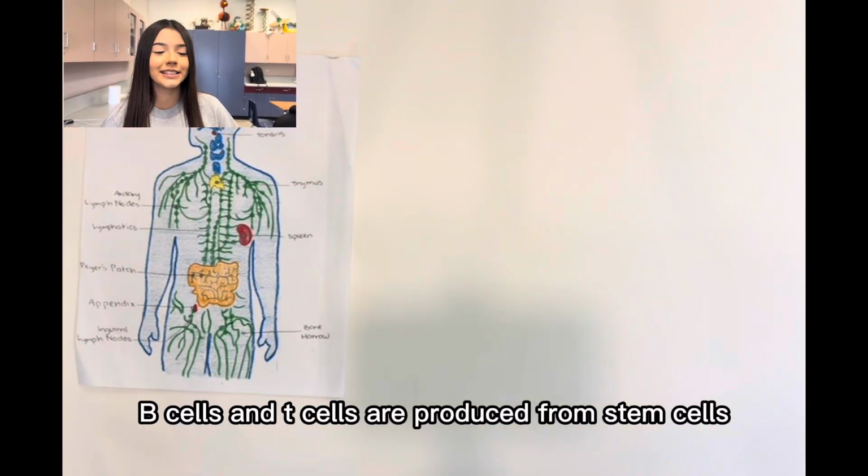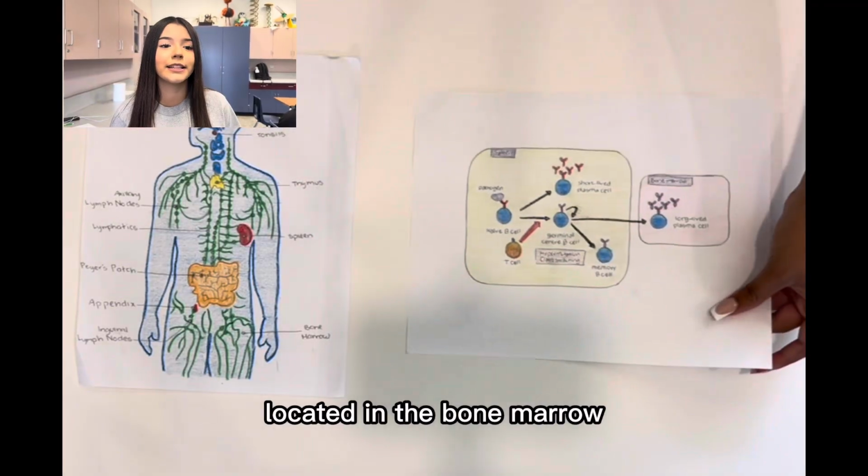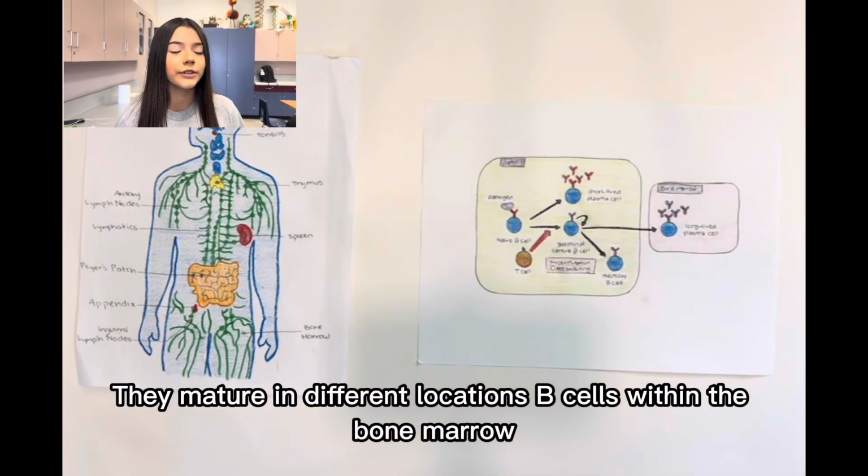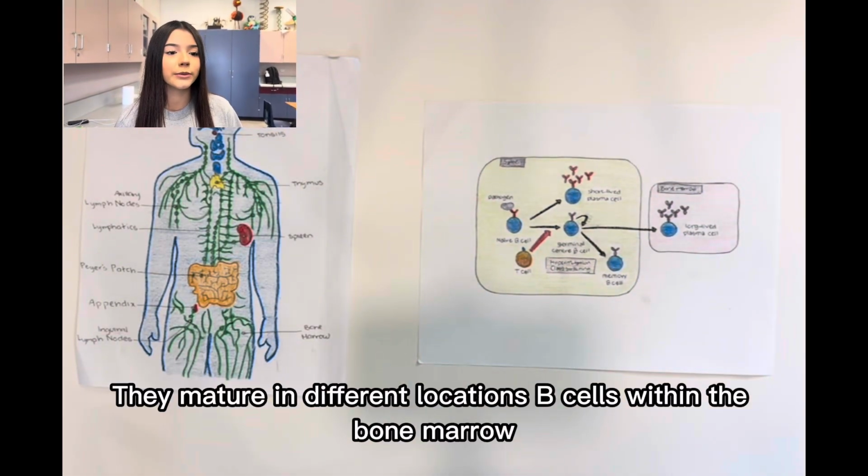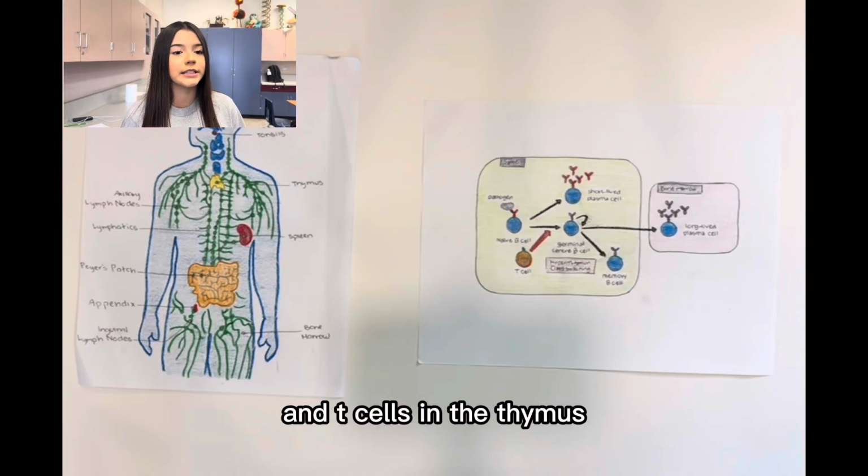B cells and T cells are produced from stem cells located in the bone marrow. They mature in different locations: B cells within the bone marrow and T cells in the thymus.